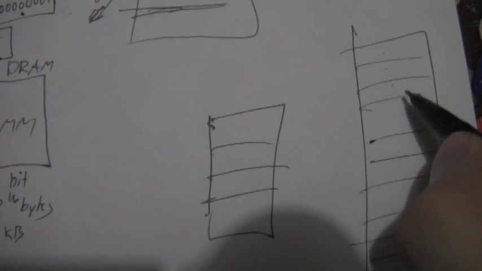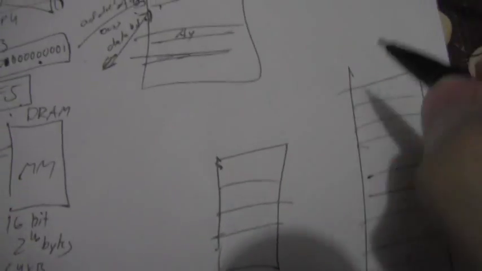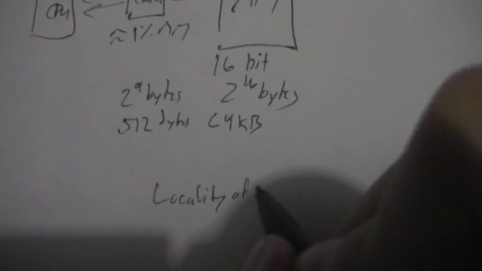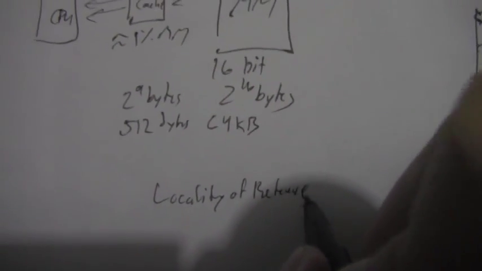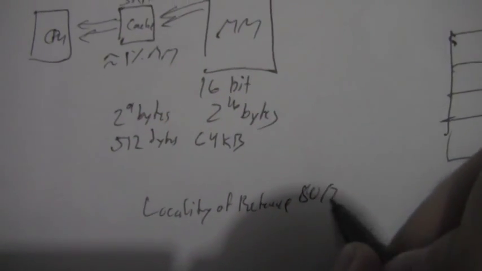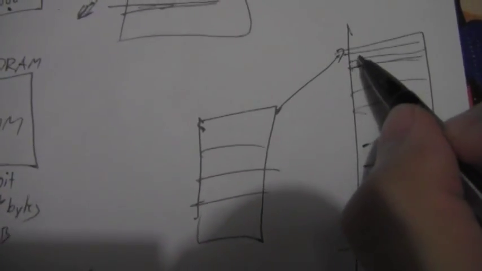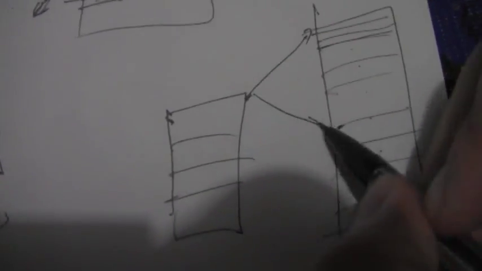So each block in memory is actually just a couple of words, so this could be further subdivided. And why is that? Well, there's this term called locality of reference, which follows the 80-20 rule, which just says, well, if I access this memory location right here, what are the chances that I would access a memory location near it? Well, 80%. 20% I access somewhere else.